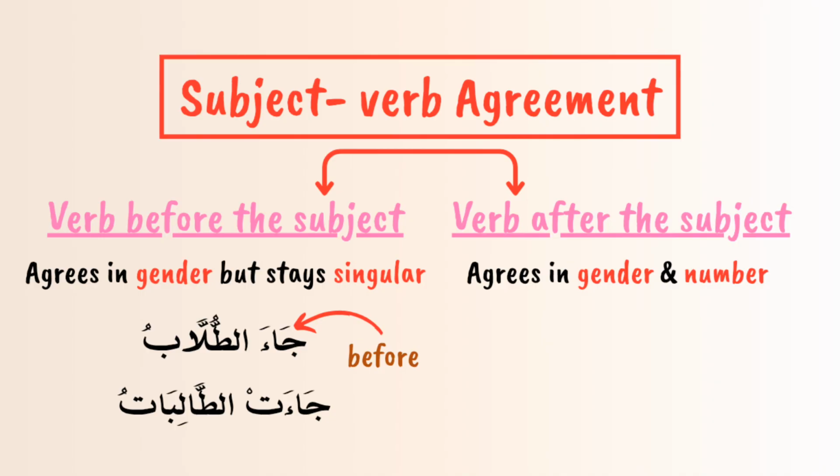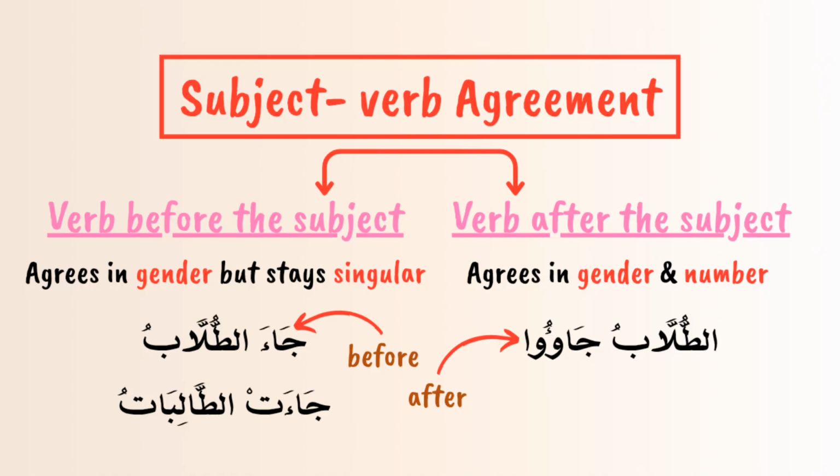Now, let's see how the verb agrees with the subject in number and not only in gender when it comes after the subject. الطلاب جاءوا. The students came. Observe the sentence. The subject is the same as the one in the first example of the first case, but the verb is conjugated differently. The verb came after the subject, so it must agree with the subject in gender and number, which makes it masculine and plural.